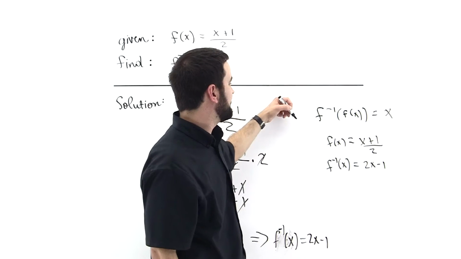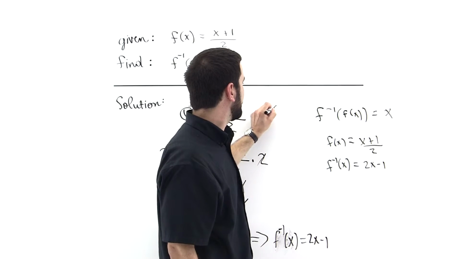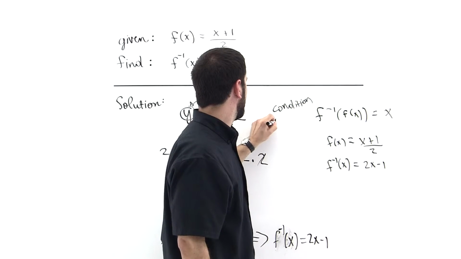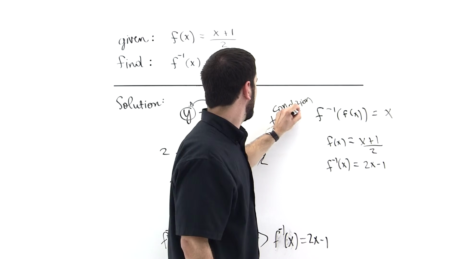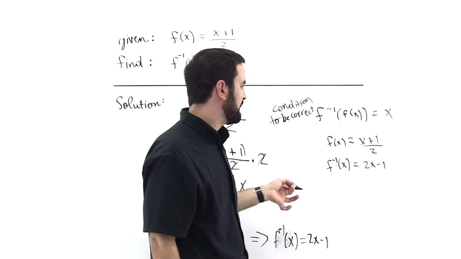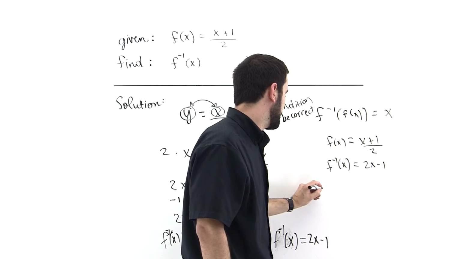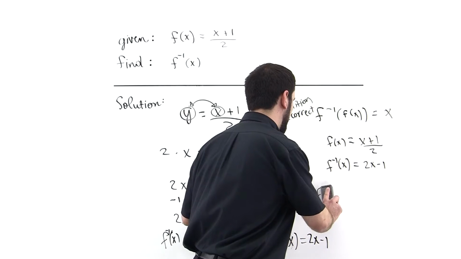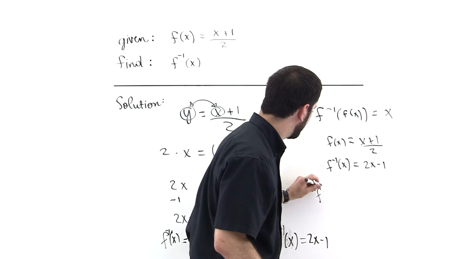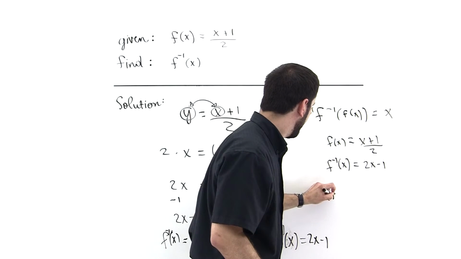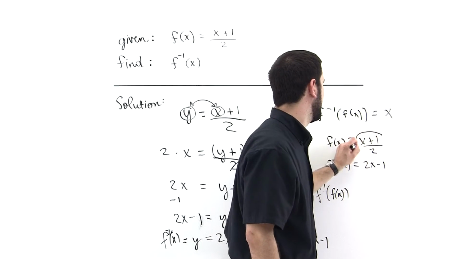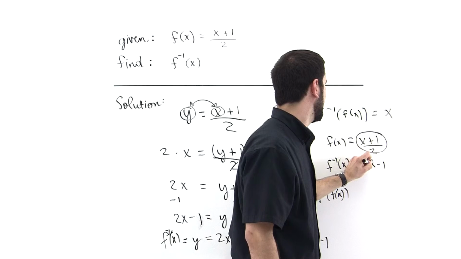So this is the condition for correctness. You've made a mistake unless this thing comes out to be true. So whenever we write f inverse of f of x, this should come out to be x. So we take this, remember, circle this, and all that stuff goes in here.